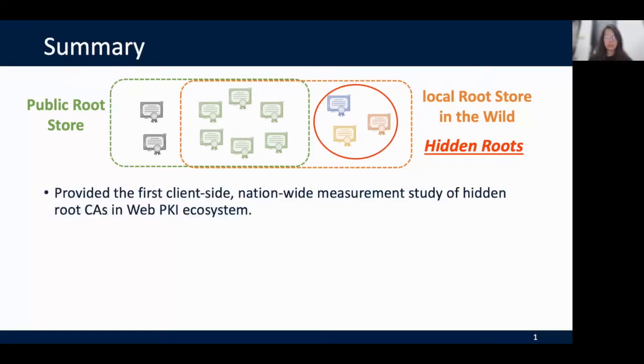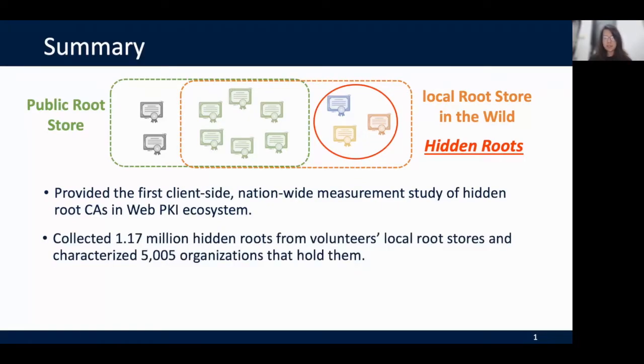We reported the first large-scale measurement of this ecosystem by collecting over 1 million hidden roots from real-world volunteers in 5 months. Our analysis uncovered the scale, activities, and impact of the hidden roots, and exposed the implementation flaws, which could be critical for Web PKI security.